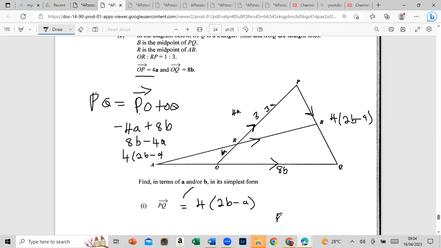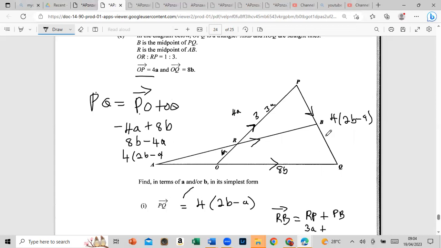So RB, remember it's a vector RB. I'm going to take this route from here to here. So that's RP plus PB. Alright, so we know the measurement from R to P is 3a. So let's put that in. So it's 3a.